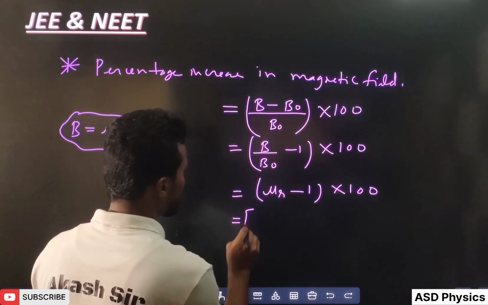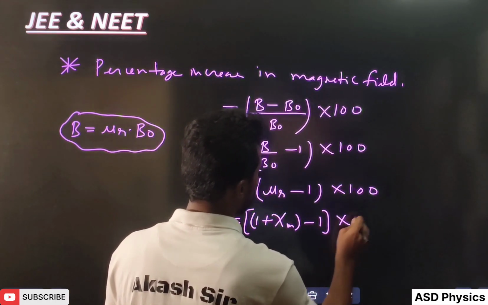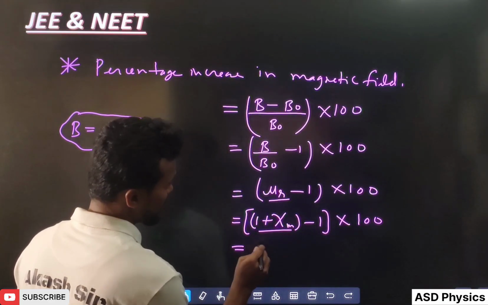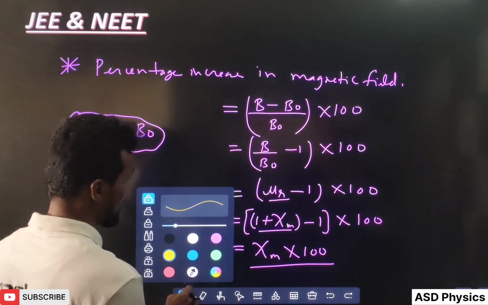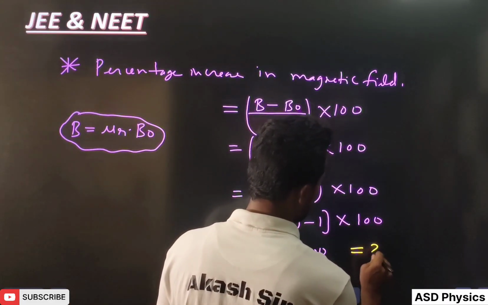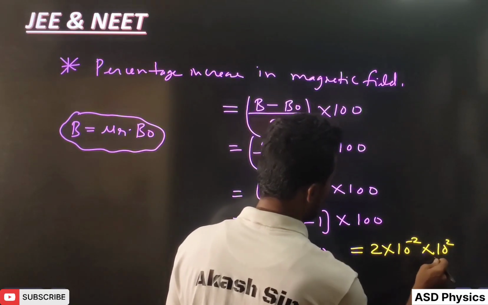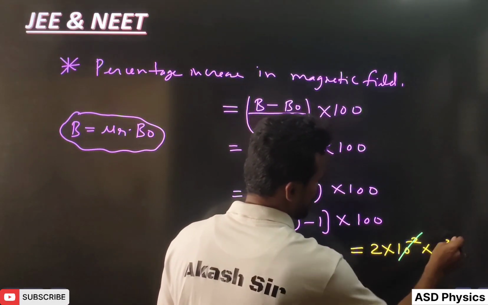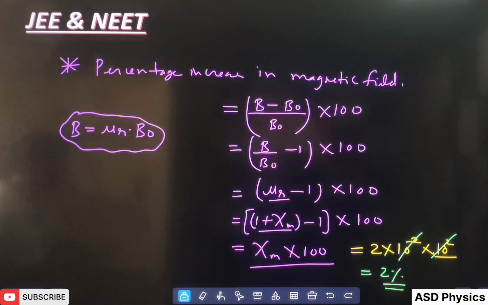Now remember that this mu r value is always given by 1 plus chi m. So mu r minus 1 is 1 plus chi m minus 1, so 1 and 1 will cancel out. It will become chi m into 100. Now the chi m value here is 2 into 10 to the power minus 2, and this 100 is 10 to the power 2, so 10 to the power minus 2 and 10 to the power 2 will cancel out. What is coming here? 2. That means the answer is 2%.